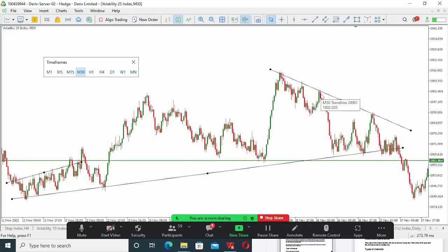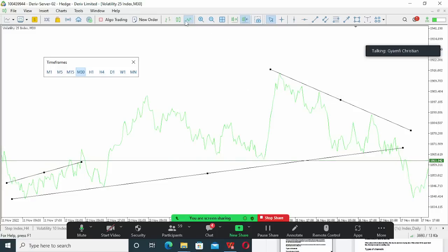For you to confirm a valid trend line, you don't need just 2 touches or just 2 points. After getting your first and then your second touches, you need a third touch to confirm a trend. Once you get the first, the second, you need a third touch to confirm a trend.